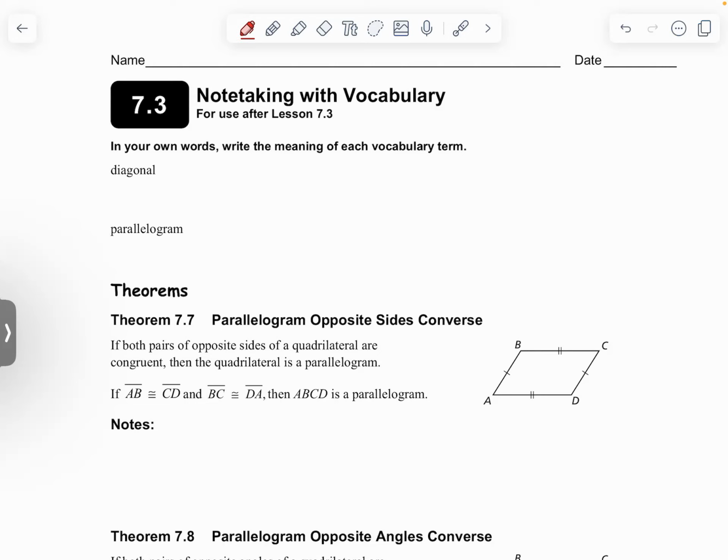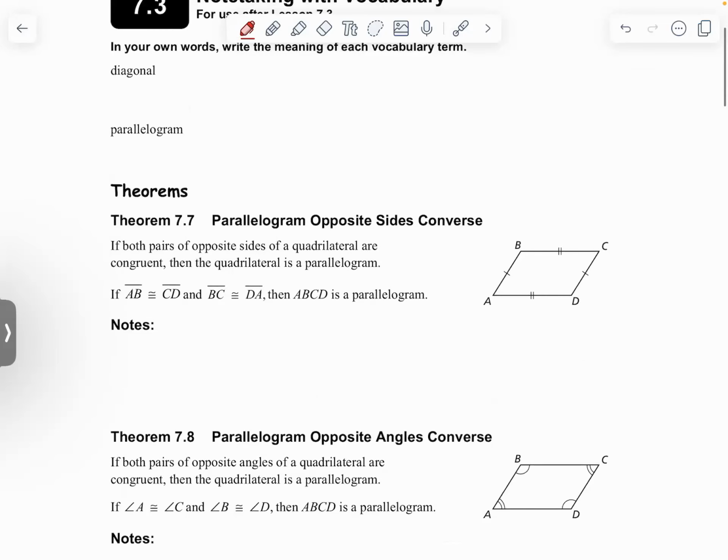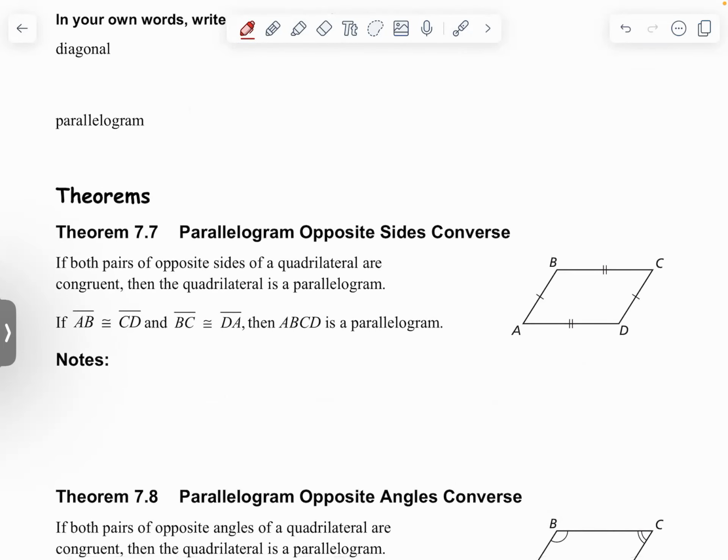All right. So today we're going to talk about going backwards with our theorems. If we have a quadrilateral with opposite sides congruent, then we can say it's a parallelogram. Let's use a different color. So I see this quadrilateral. I see that opposite sides are marked congruent. I know it's a parallelogram, and all of the other properties are going to be true also.